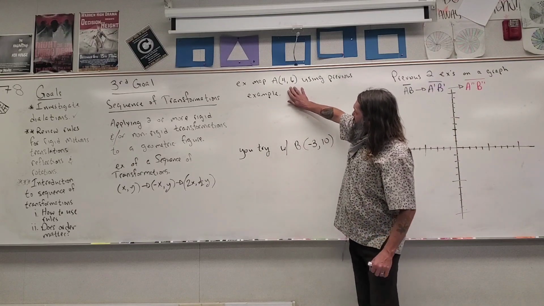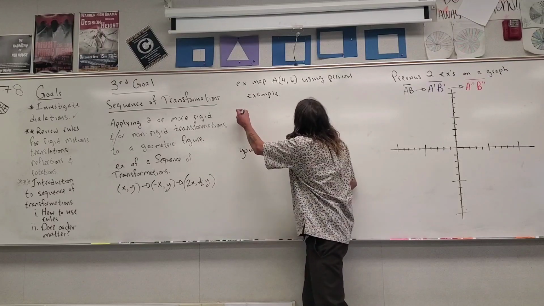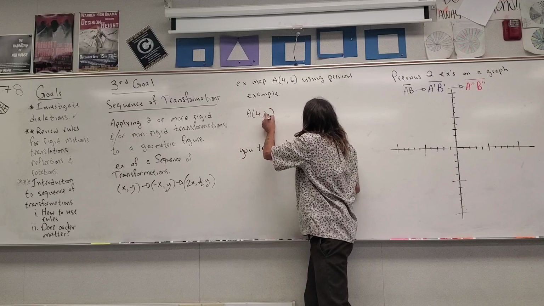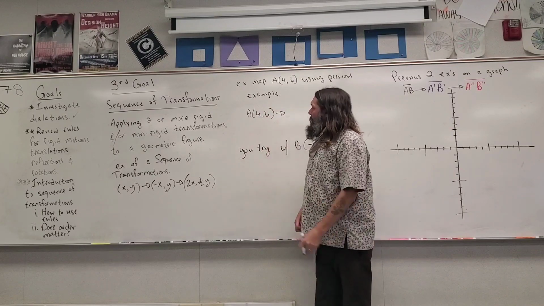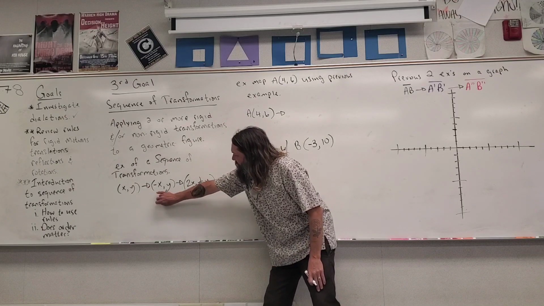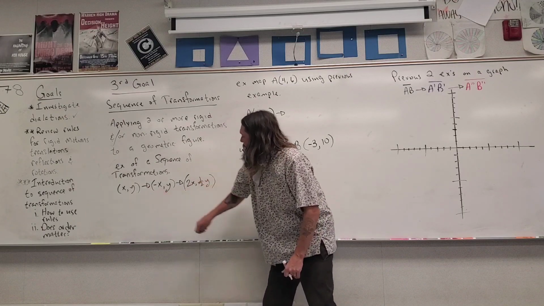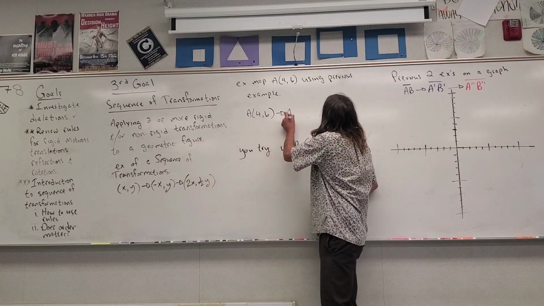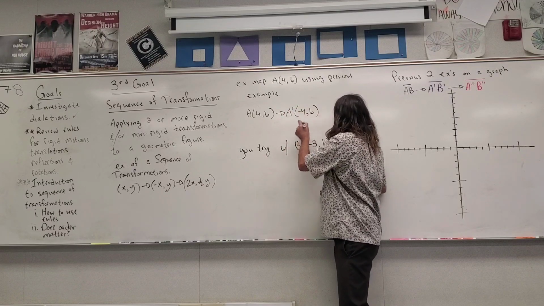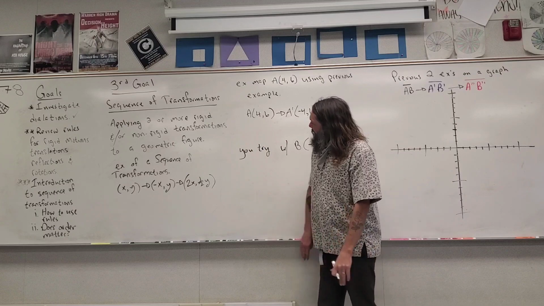A is (4, 6). So I'm going to start off with point A. And the mapping is telling me that I go from my original point and I now change the sign of the x, because that's what the negative x means. And so now I get A prime is (-4, 6).